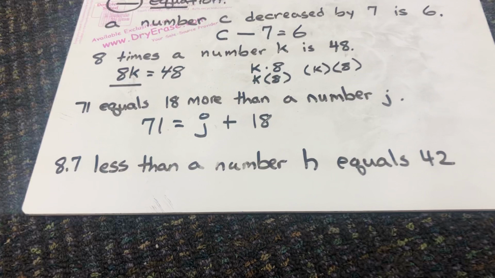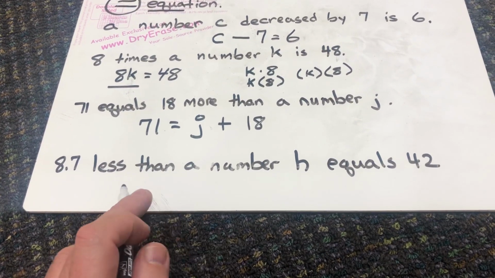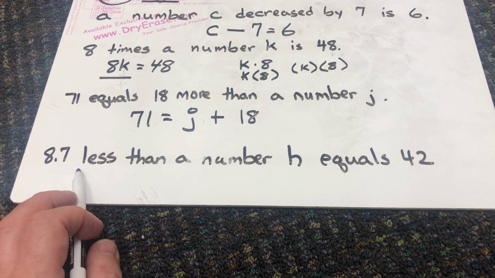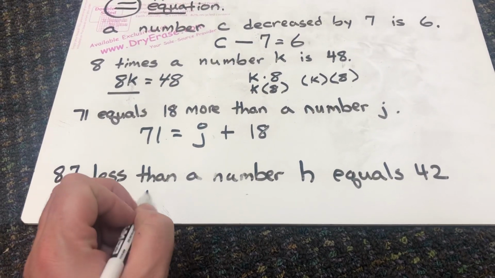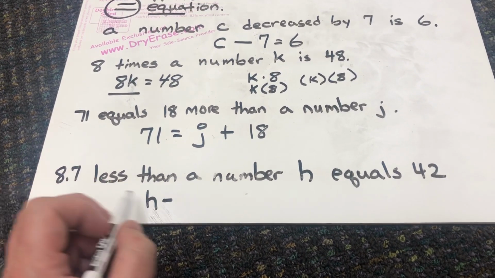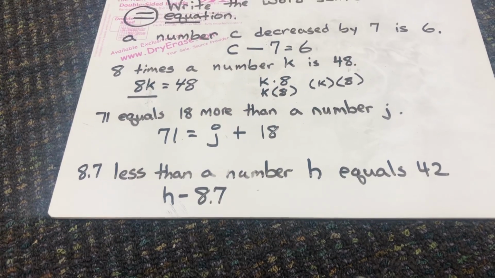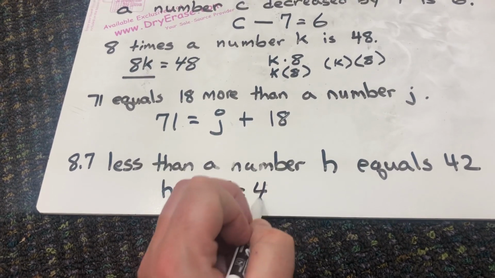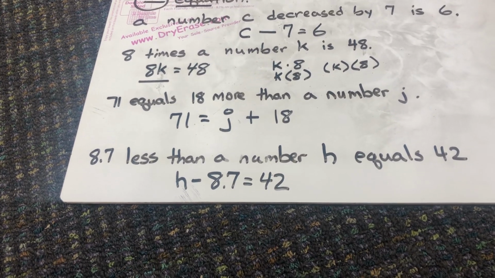Last one for this first board, 8.7 less than a number H equals 42. Well, it says 8.7 less. Less sounds like subtraction. Less than what? A number H. So that sounds like we're starting with H, and we're trying to figure out what 8 and 7/10 less than H is. Well, it tells us it equals 42. So that's going to be H minus 8 and 7/10 equals 42. All right, moving right along.